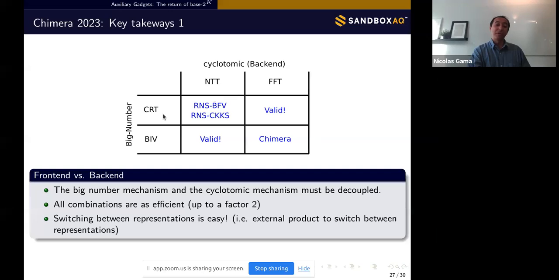And for the front end, it's the same. We have the choice between bivariate and CRT, and both have their set of advantages and drawbacks. The other very good news is that switching between these four representations is very easy because it's essentially an external product. And it happens that the external product is now fast in all the scenarios.